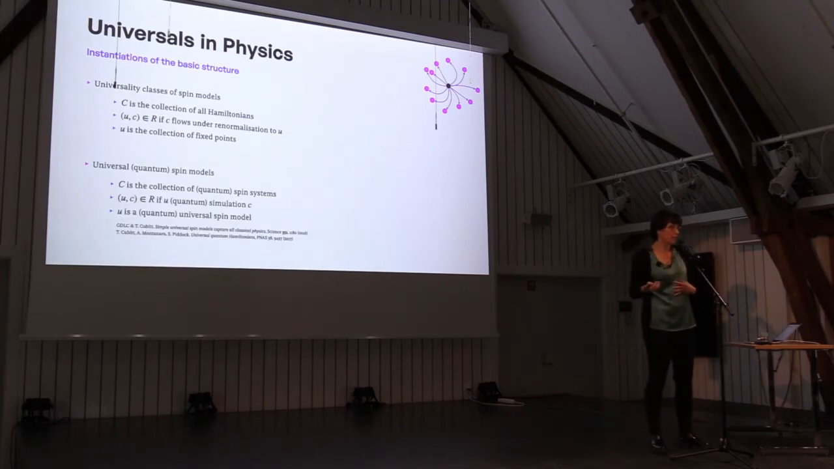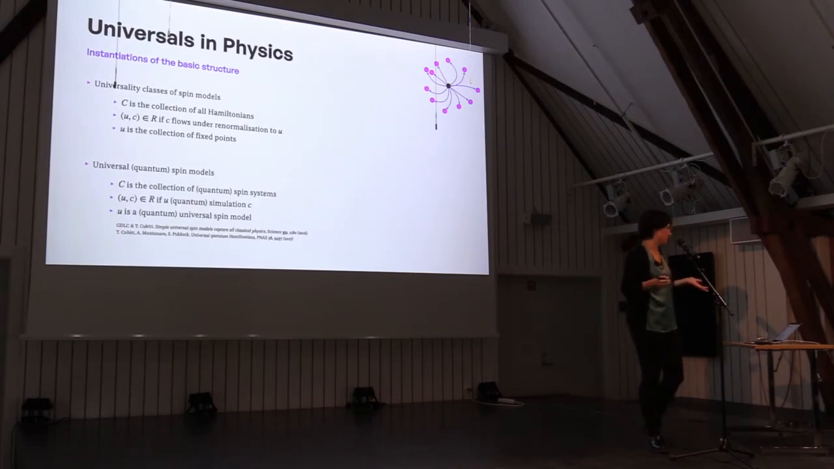And then there's ours, which has also been generalized to the quantum case. So in ours, like these universal quantum spin models, C would be the collection of quantum spin systems. The relation expresses simulation, which is defined differently in the two papers, and U would be a quantum or non-quantum universal spin model. Okay? It's another relation, and a priori it's not obvious how they are related.